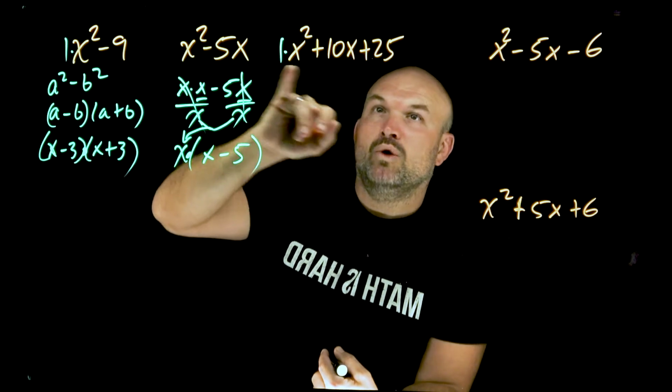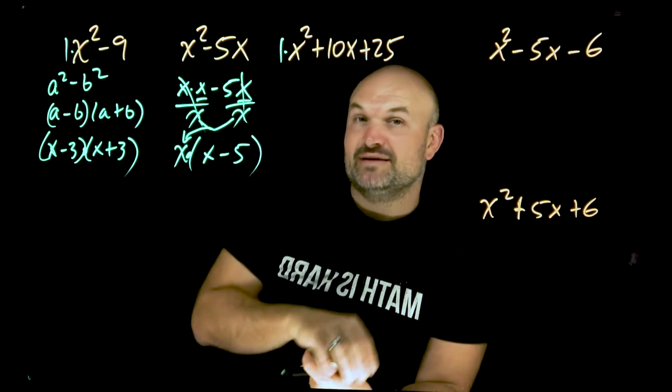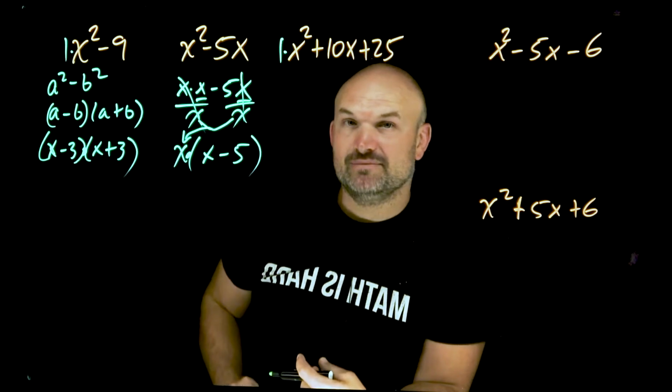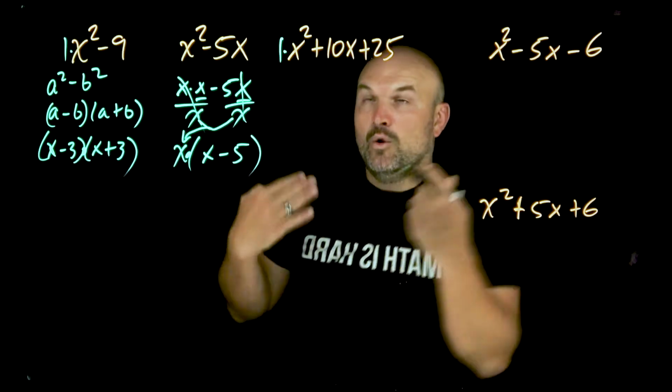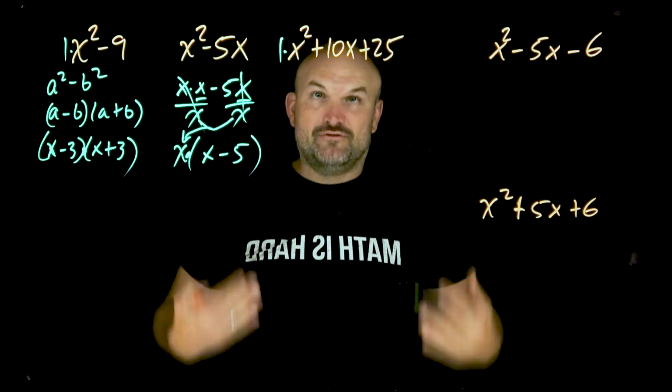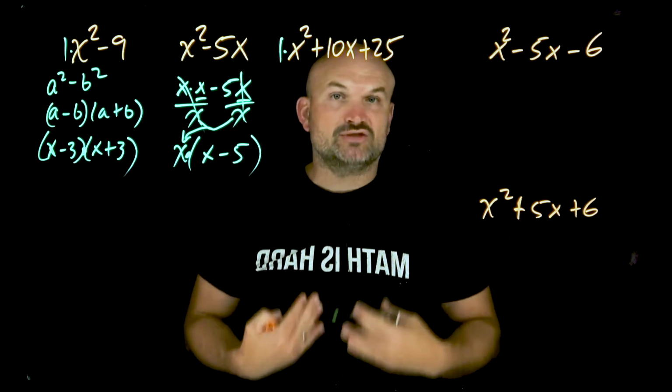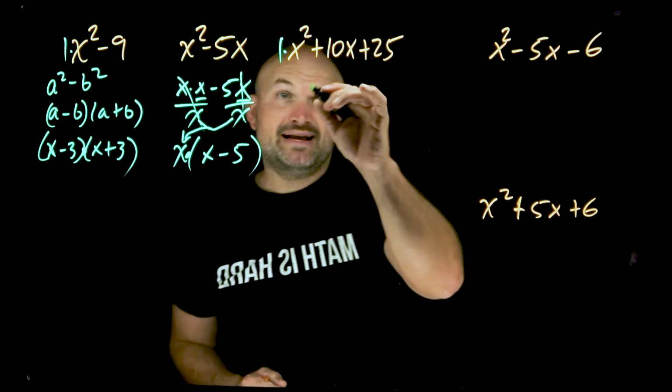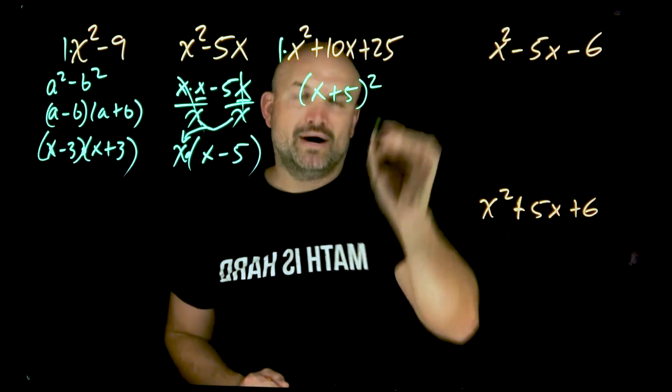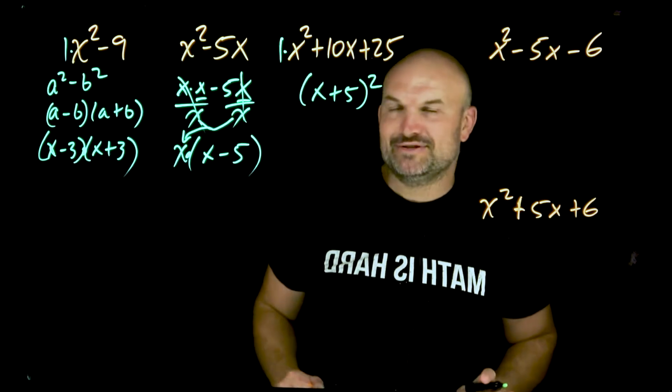You're going to multiply 1 times 5 times 2. 1 times 5 times 2 is going to be 10. If that is your middle term, that means you have a perfect square trinomial. What that means is the factored form of this is going to be a binomial multiplied by itself. So therefore, I can just rewrite this as an x plus 5 quantity squared. Now, sometimes students, that takes a little practice.